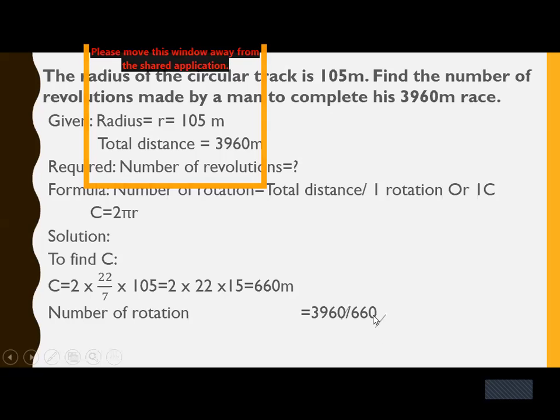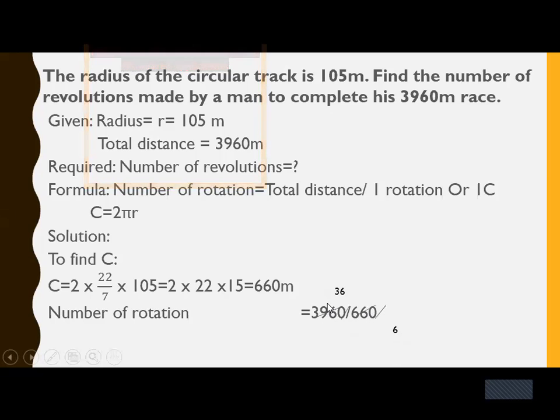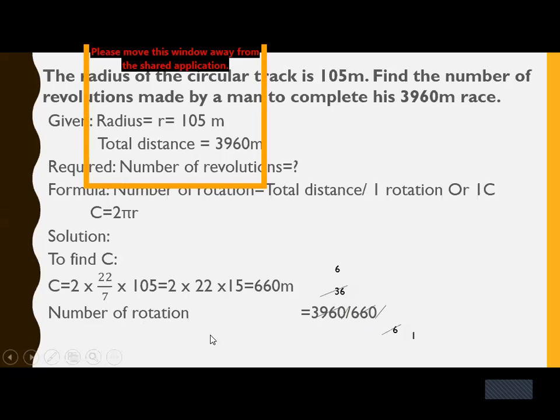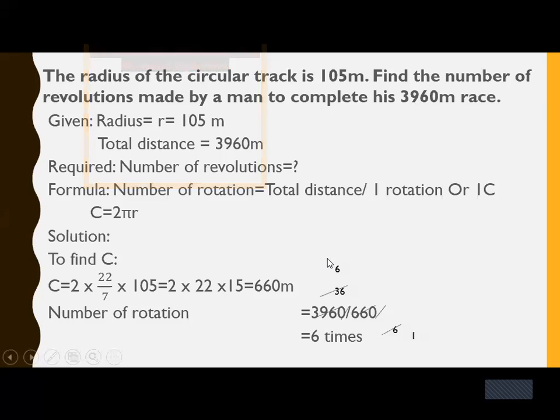First these zeros are cancelled in the numerator and denominator. 11 sixes are 66 in the denominator, and 11 threes are 33, 6 left. 11 sixes are 66, 6 ones are 6, and 6 sixes are 36. So the number of rotations, number of revolutions, that means a man has to take 6 revolutions. He has to take 6 rotations in completing the race of 3960 meters.